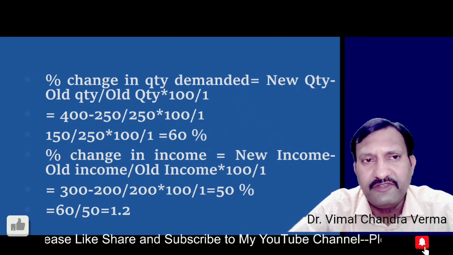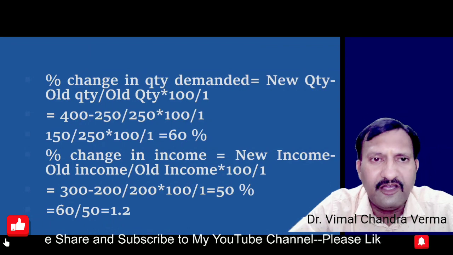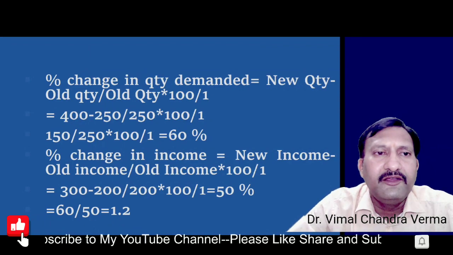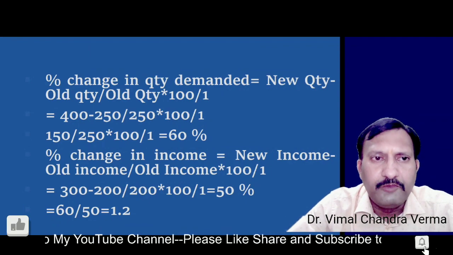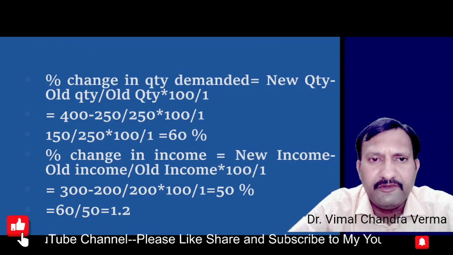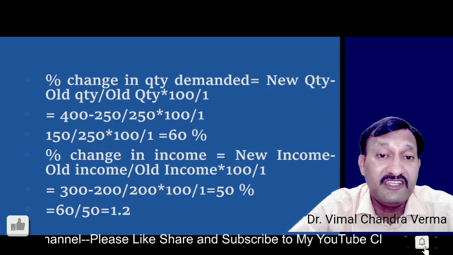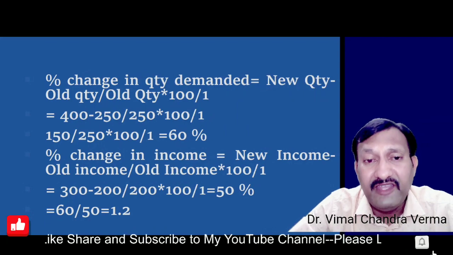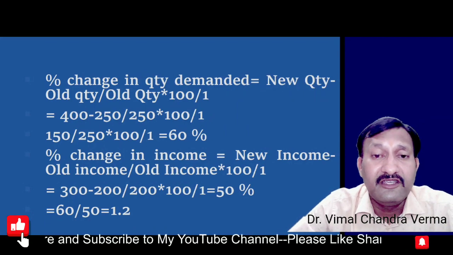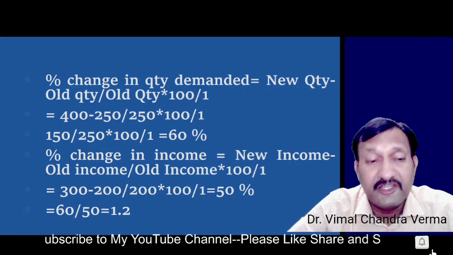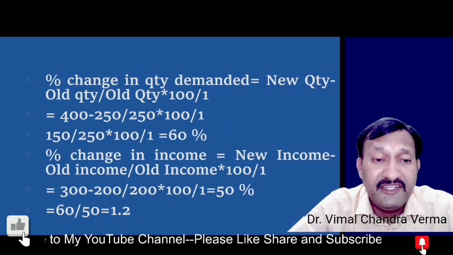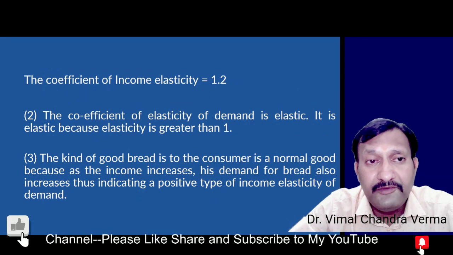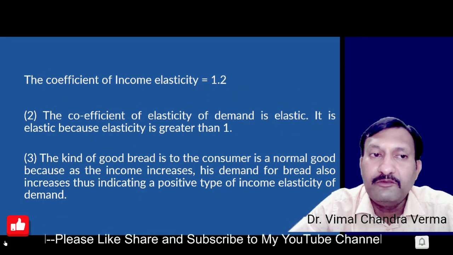First of all, we are going to see how much percentage change there is in quantity demanded. So we put the values in this formula, and we see that there is a 60 percent change in the quantity demanded. On the other hand, there is a 50 percent change in income of the consumer. So the income elasticity of demand has come to 1.2. The coefficient of income elasticity is equal to 1.2.